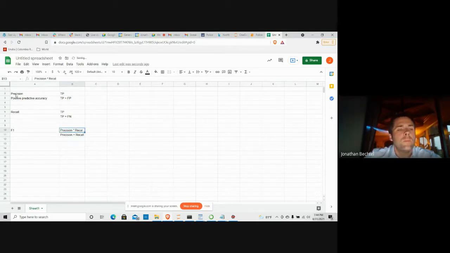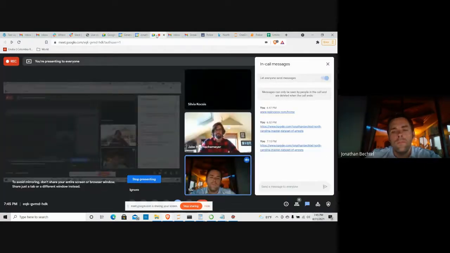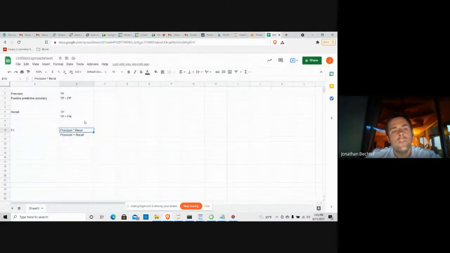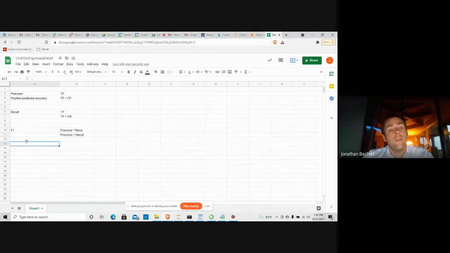Which is just this number times this number divided by this number plus this number. If you're multiplying these two numbers, which are going to be between 0 and 1, your score will do better if both of them are roughly equal. A simple example: 0.5 times 0.5 is better than 1 times 0. So it basically rewards models which balance these two trade-offs relatively well.